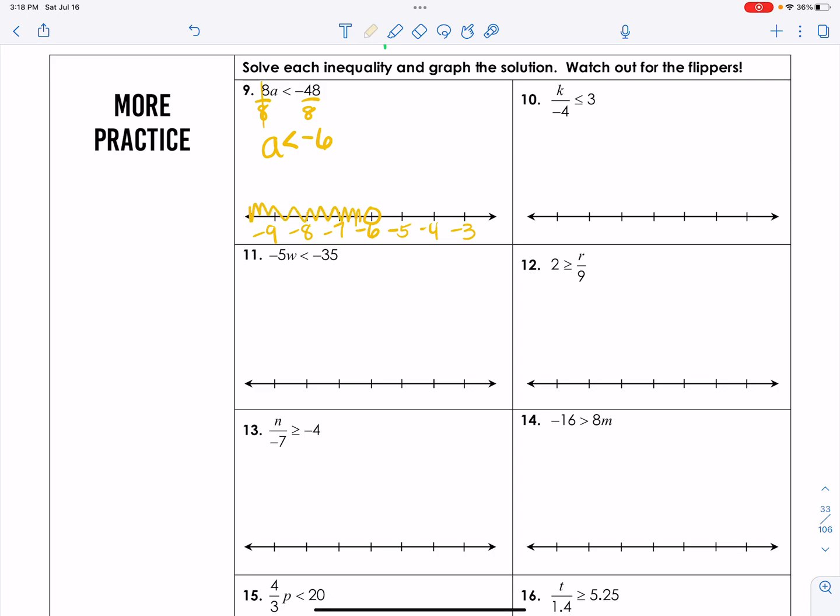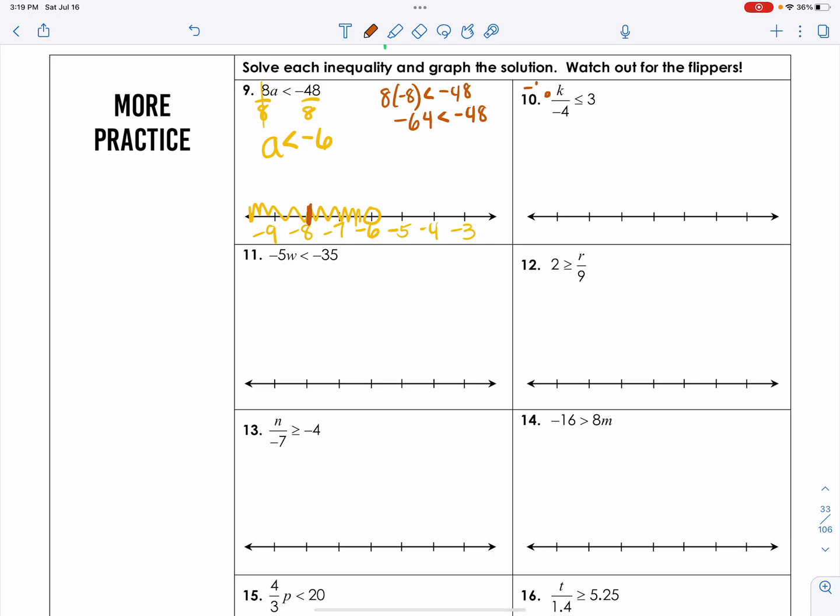If you want to pick a number to put in there, I could pick like a -8. So 8 times a -8 is less than -48. That's a -64. And it is less than -48. -48 is bigger because it's closer to 0. So on that one, I did not flip the sign because it was positive. But take a look at the next one.